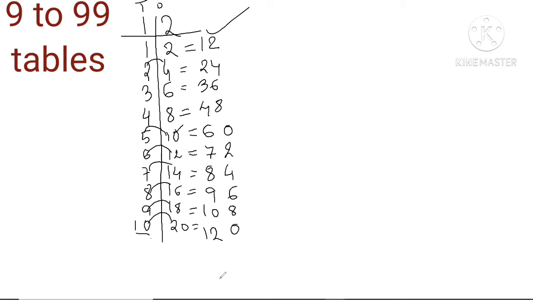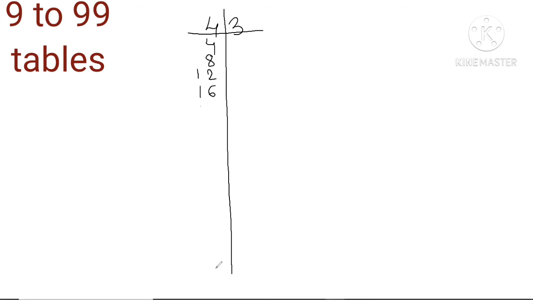Now let us do some different table. Let us do, for example, the 43 table, or you can take any table. So first I will do what? I will make a line. I will write down the 4th table. So 4 into 1, 4, 4 into 2, 8. So this is the 4th table. Now you write down the 3's table.